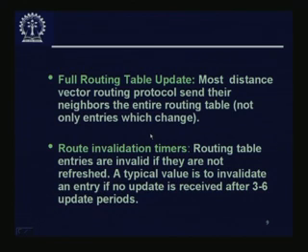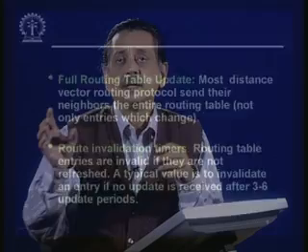And route invalidation timers. Routing table entries are invalid if they are not refreshed. A typical value is to invalidate an entry if no update is received after 3 to 6 update periods. Okay. What might happen is that instead of a link going down, a router itself may go down, and then that router is not sending any more updates to anybody. But after 3 to 6 update periods its neighbors find that they are not getting anything. So, then they will set that link to infinity, and any route through that particular router which has gone dead will become invalid, and this information will slowly percolate through the entire network, all right.